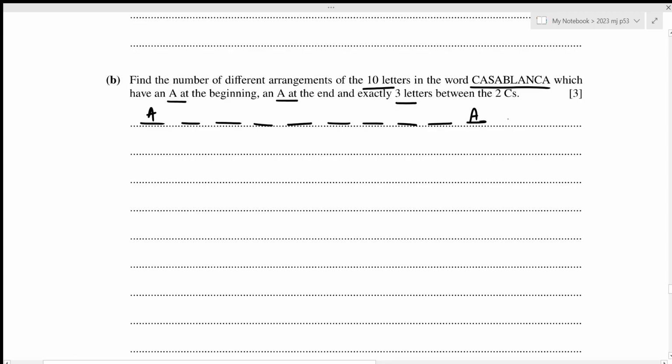So the first possible position for the two C's will be here, and exactly 3 letters, so here. Or we can have C here and the second C here, or we can have the third C here and the fourth C here, or we can have the first C here and the second C there. So we have 4 different positions for C, right? And the position for A is already fixed. We have considered the position for C as well.